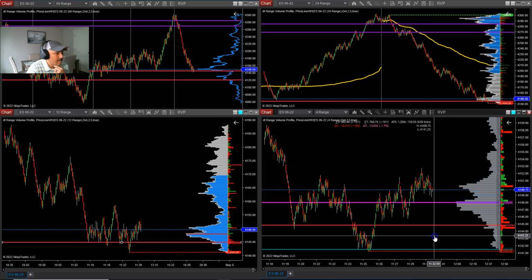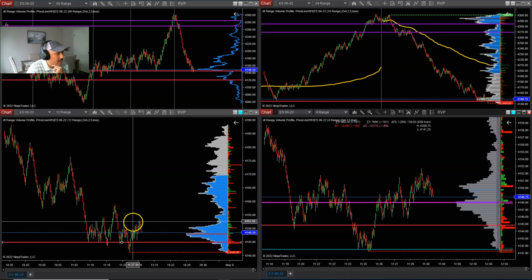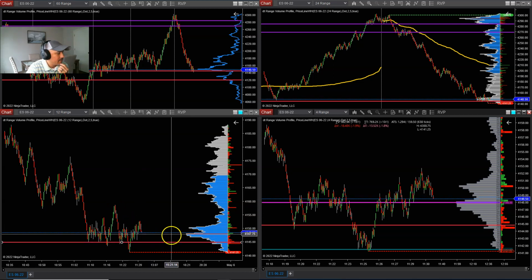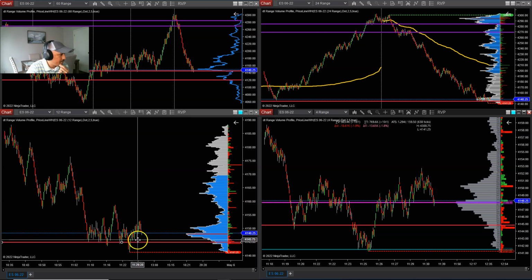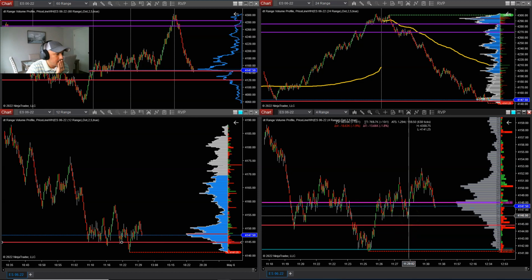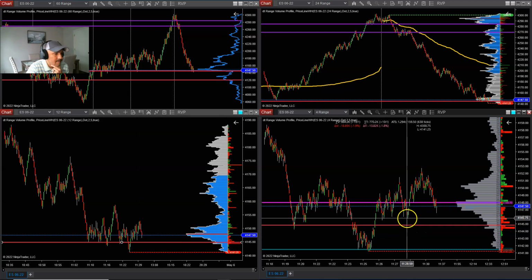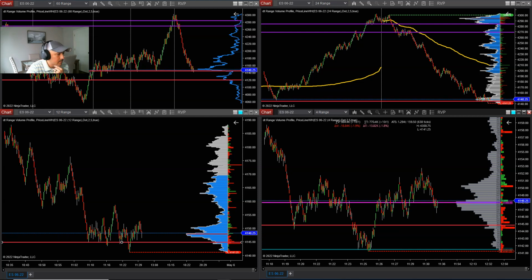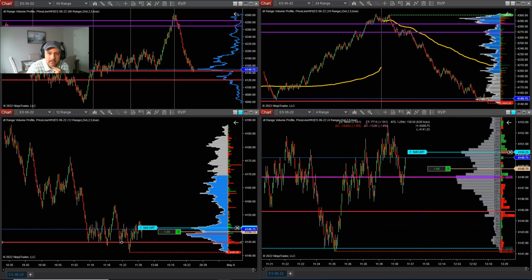Let's see what happens. We may get a run to the upside here to test the high, but we'll probably get a pullback before that happens. So let's see. 11:29. Yep, I'm long. Okay, come on. There we go.